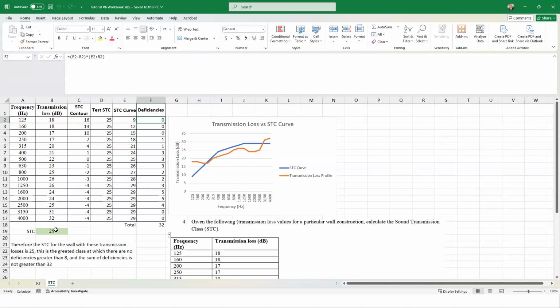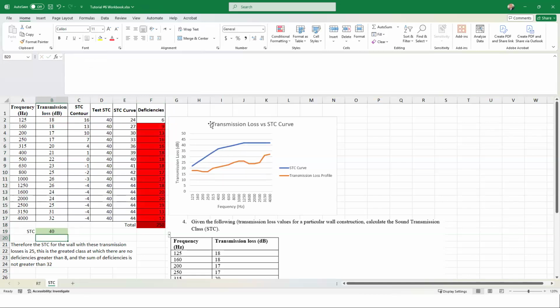Now, we're doing STC 25. You can see nothing is more than 8, and this is exactly 32. Now, you might be like, Farzan, why can't we do 26? Let's give it a try. 26, nothing is more than 8, but the total is more than 32. Let's do 40. You can see now everything is red almost, except the first one. Everything is more than 8. And this one is more than 32.